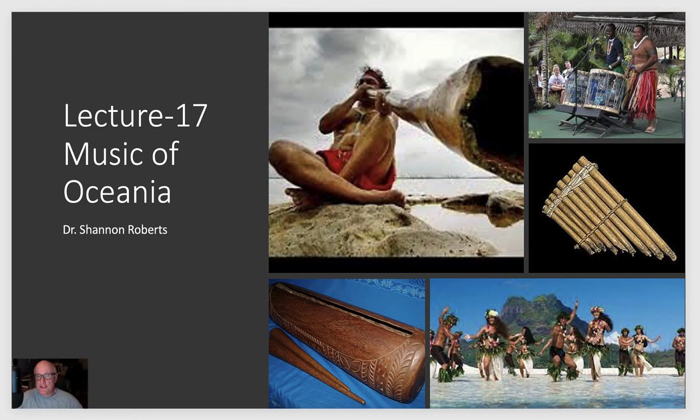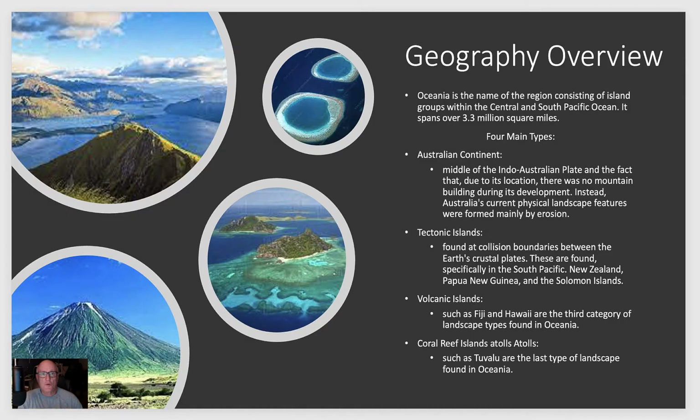Welcome to Lecture 17, Music of Oceania. Now let's do a quick geographic overview of Oceania. It's the name of the region consisting of island groups within the Central and South Pacific Ocean. It spans over 3.3 million square miles and, of course, is mostly water.